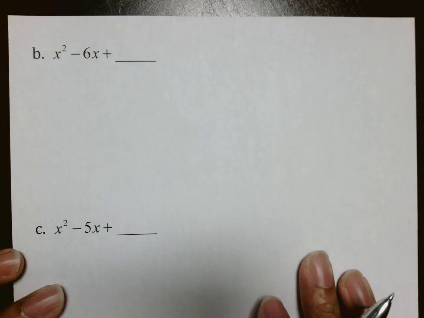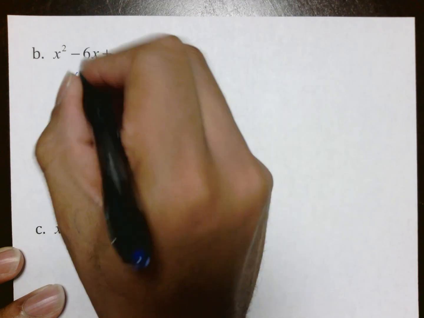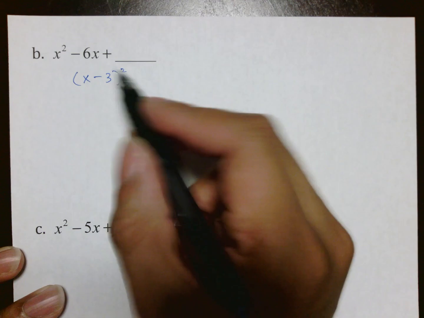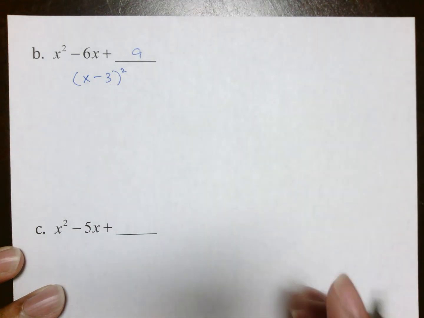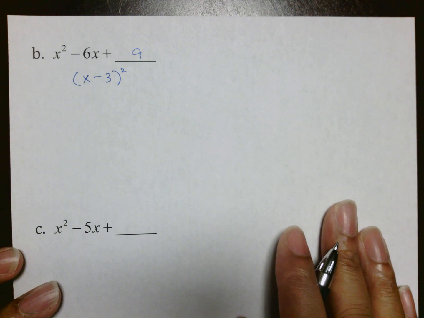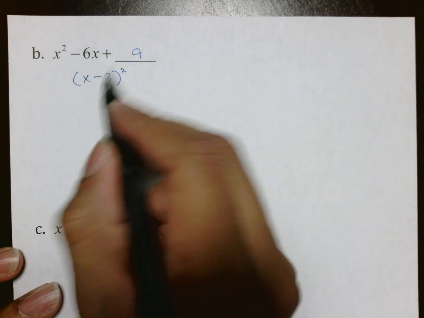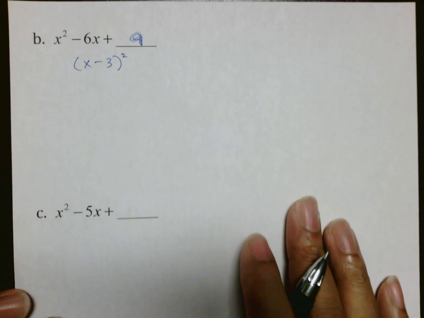x squared minus 6x plus blank. Again, what we're going to do is complete the square on a different line. Minus because this b value is negative. Half of 6 is 3. Square that because again, that's how we complete the square, and anything squared is going to be positive, which means that 3 squared turns into 9. That is the number. So again, negative 3 plus negative 3 is negative 6. Negative 3 times negative 3 is a positive 9, and there you are.